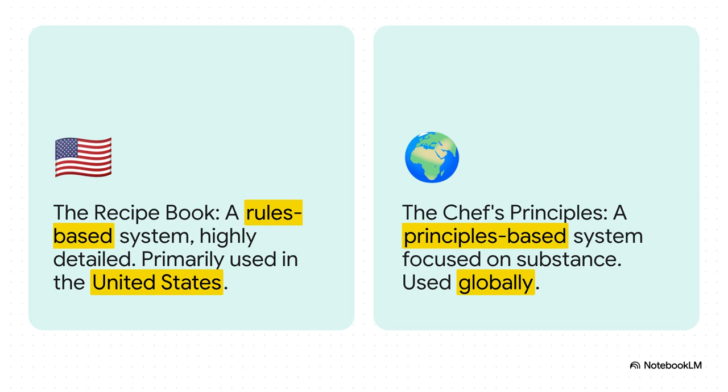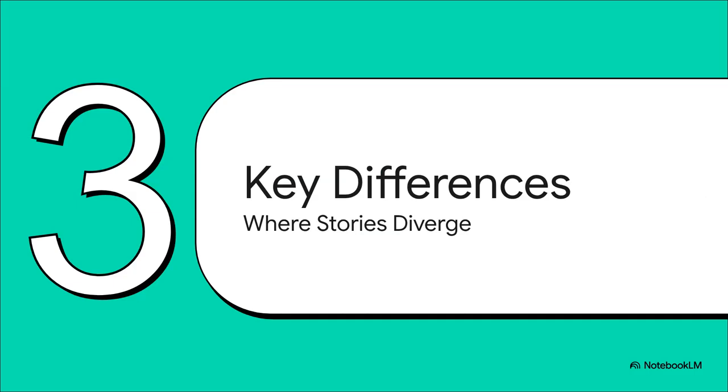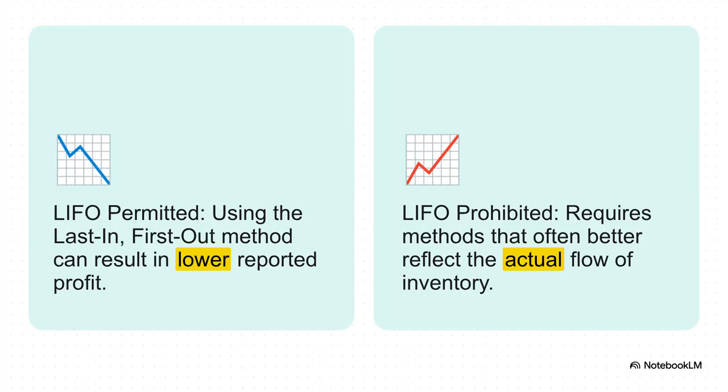Okay, this is where the plot really thickens. Let's look at a few specific examples of how these different approaches can paint two wildly different portraits of a company. First up, inventory. US GAAP allows something called LIFO, which stands for last in, first out. It assumes the last things you bought are the first ones you sell. Now, when prices are rising, that means you're expensing your most expensive inventory first. The result? Lower reported profits and a lower value for the inventory sitting on your balance sheet. IFRS just says no. They argue it doesn't reflect how businesses actually operate, so they ban it outright.